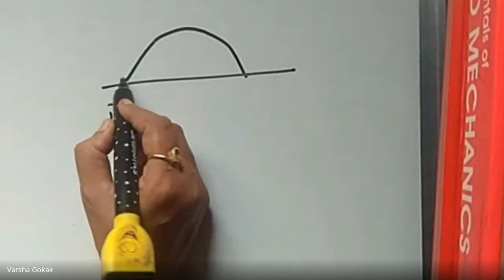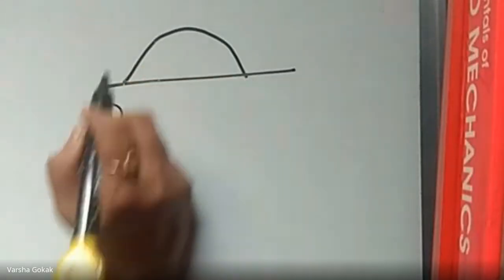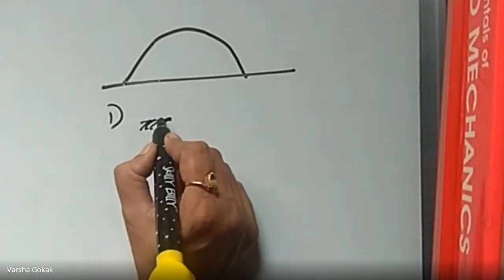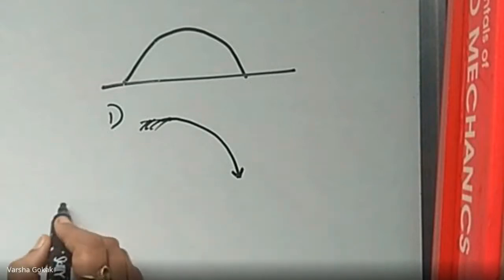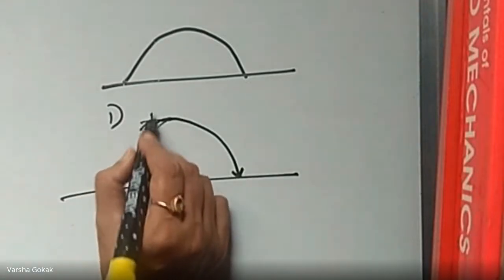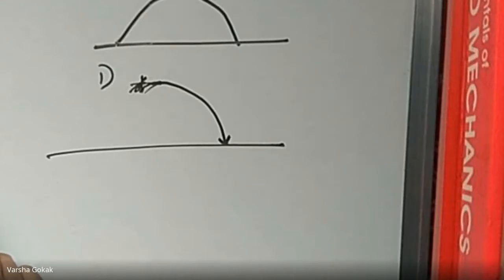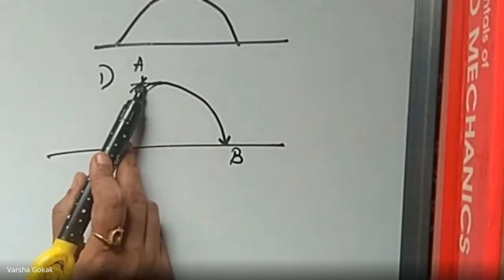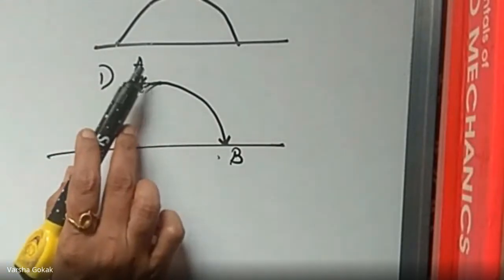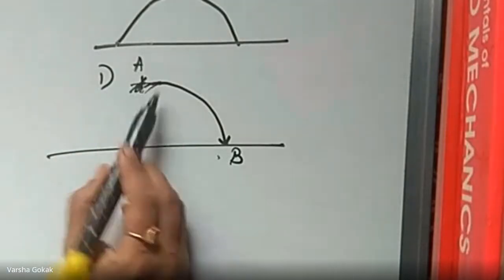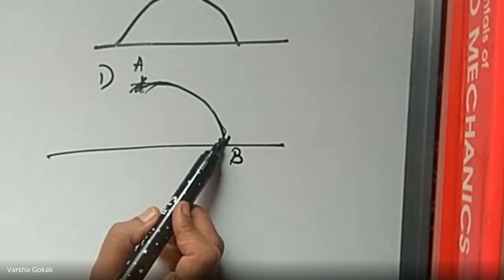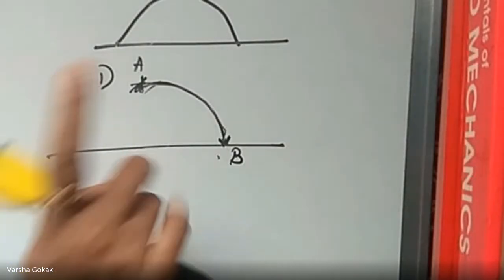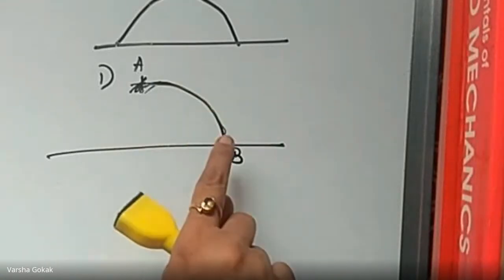First case, need not be that I am dropping it from here only. You are all standing on the second floor of your classroom and you drop an object to the bottom. This also is a projectile. Yes or no? Agree? This becomes your A point, this becomes your B point. Say you're dropping your pen, it is also going to trace a curved path, correct? So this is the first case, called motion of the body projected horizontally.